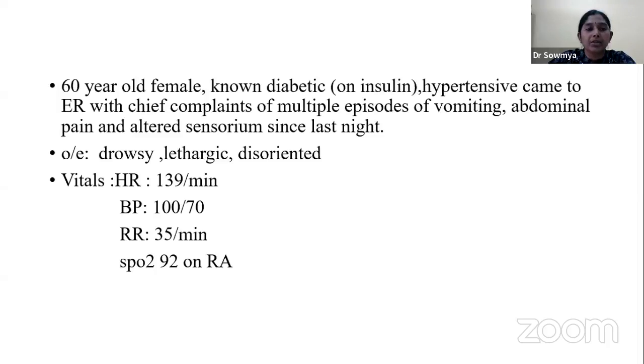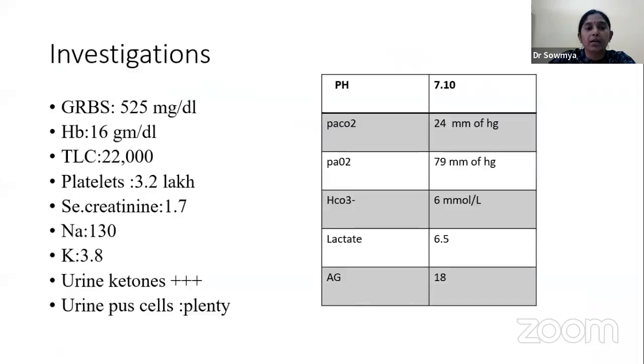On examination, she was drowsy, lethargic, and disoriented. Her vitals were: she was in sinus tachycardia, her heart rate was 139, BP was 100/70, she was tachypneic with a respiratory rate of 35 per minute, and her room air saturation was 92.